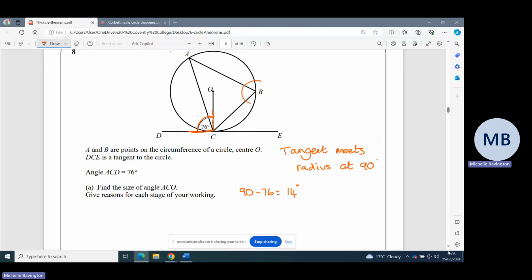I'm going to let you have a go at that. You're going to find that angle there. Use your rules. Okay. I'm going to say to you, look at this 76. Look at this segment.